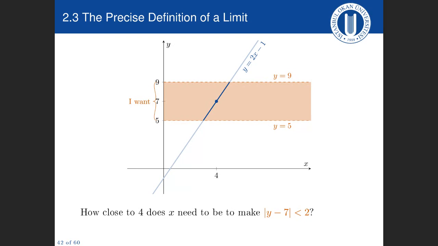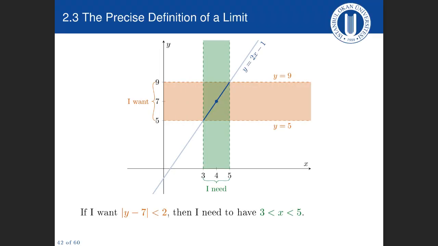I want y to be between 5 and 9. I want the distance between y and 7 to be less than 2. So which values of x do I need? If I want that the absolute value of y minus 7 is less than 2, then I'm going to need to have x between 3 and 5.